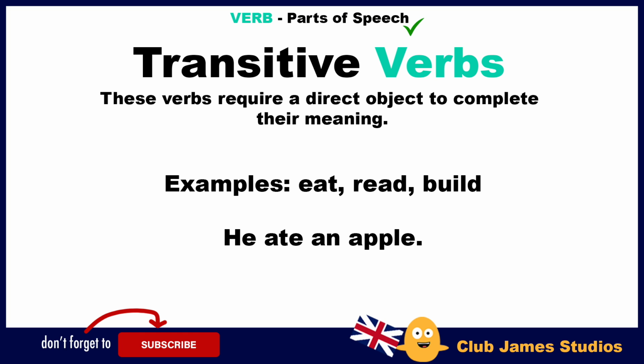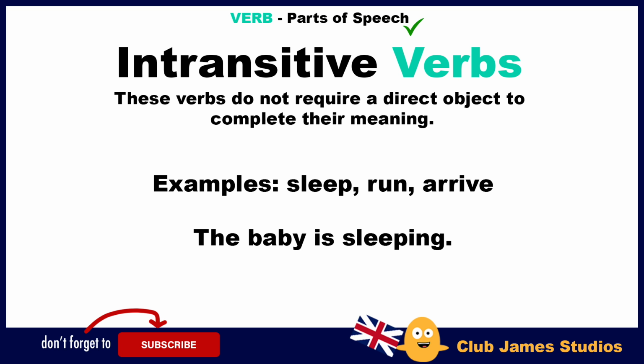Transitive verbs. These verbs require a direct object to complete their meaning. Examples: eat, read, build. He ate an apple. Intransitive verbs. These verbs do not require a direct object to complete their meaning. Examples: sleep, run, arrive. The baby is sleeping.